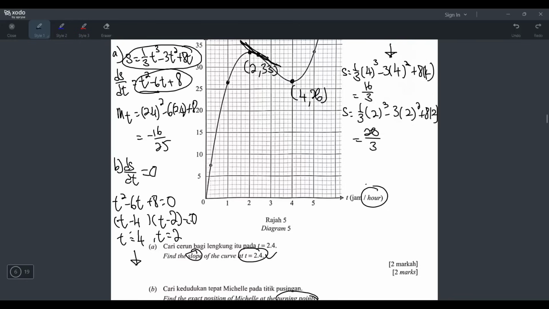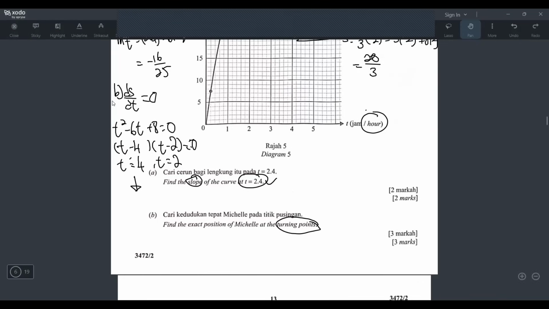Okay. So for this one, they say find the exact position of Michelle at the turning point. So the exact position is what? The exact position. So I think what they want is just the turning point lah. So the turning point is at 2 and 4 lah, right? But they say exact position.